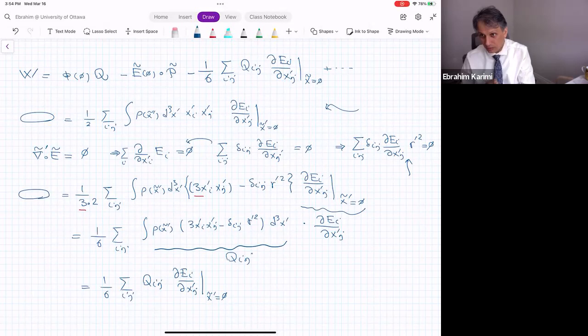Clear? Yeah, perfect. So that tells you really which approximation you should stick with when you are looking at the estimation of energy of an electromagnetic system or electrostatic system here explicitly. Good.